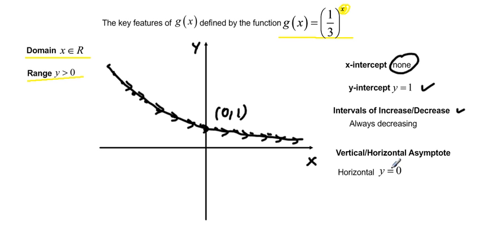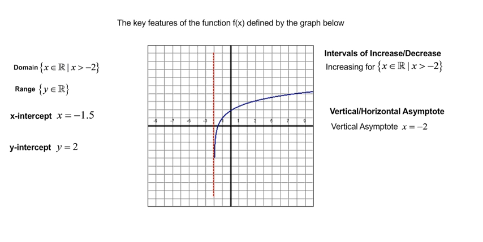Vertical or horizontal asymptote: there is one horizontal. Usually there is one asymptote. For a logarithmic function, you will have a vertical asymptote. For an exponential function, you have a horizontal asymptote. So there's one or the other. Okay, now we'll move to the case with a logarithmic function.